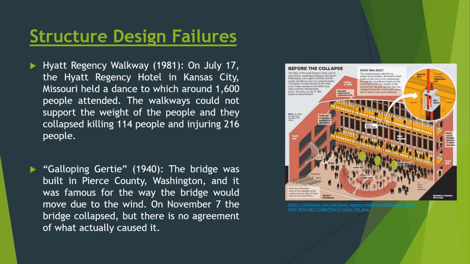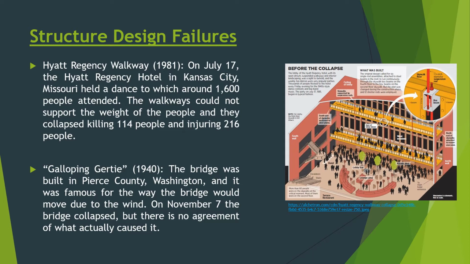Here are two design failures that I want to talk about. The first one would be the Hyatt Regency Walkway. It was built for a hotel in Kansas City, Missouri, and on July 17th, 1981, they were holding a large party where a lot of people, of course, attended. As you could see in the picture on the right-hand side here, these are the walkways, and a lot of people gathered on them. The supports were very weak, so the weight of all the people caused it to collapse, and sadly, it killed 114 people and injured 216 people.